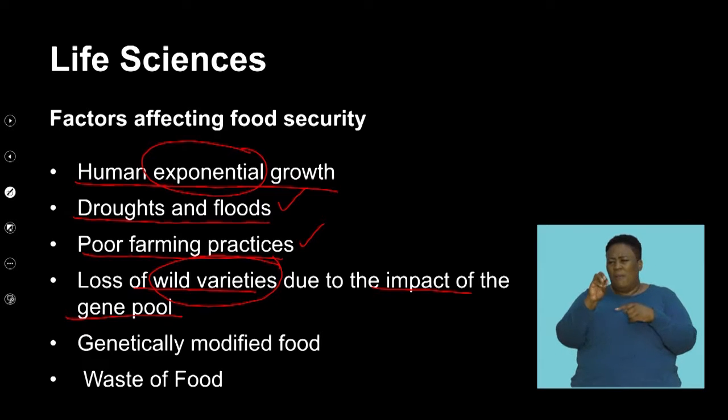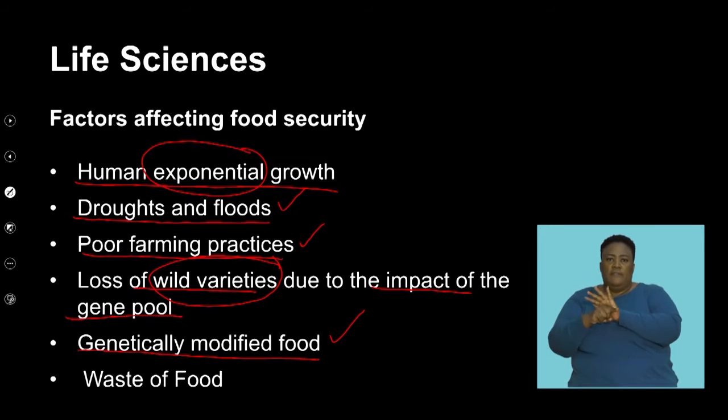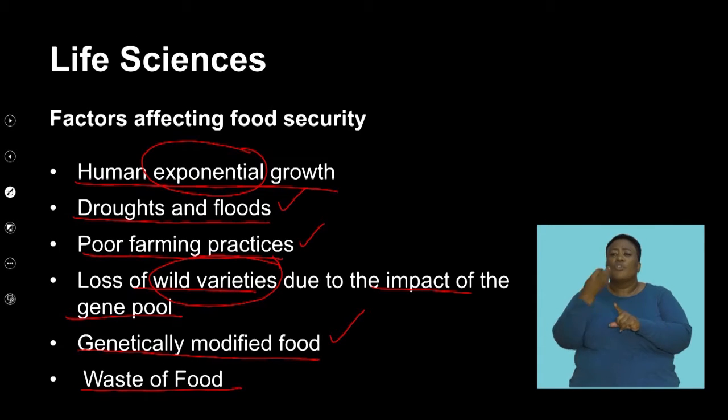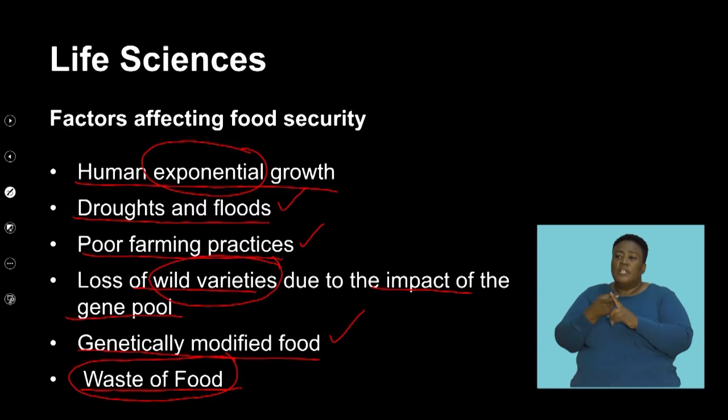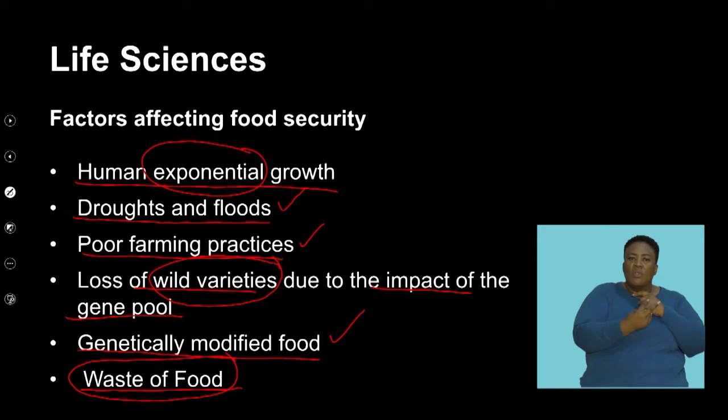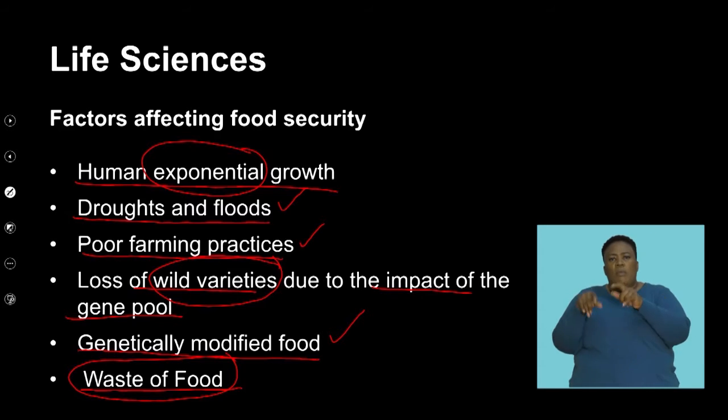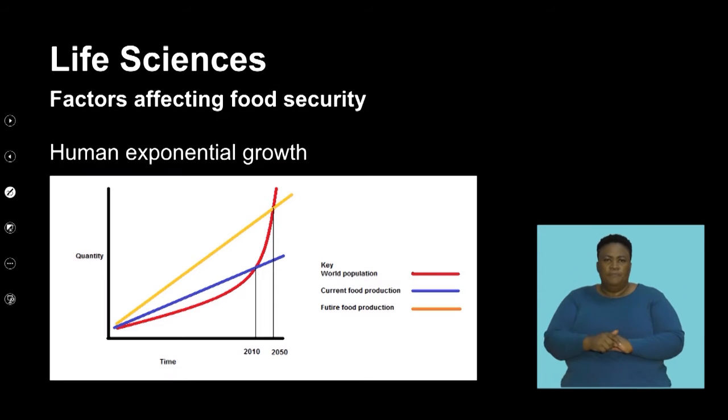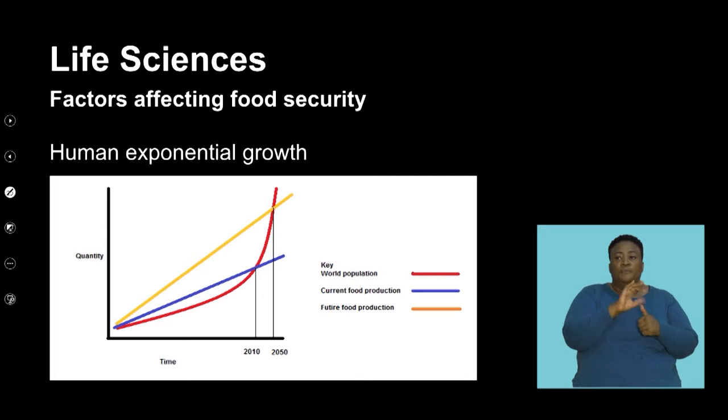We also need to look at how genetically modified food could impact positively as well as negatively on food security. And a factor that also influences food security is the wastage of food. And this wastage of food comes both from a consumer perspective as well as from a production perspective. Cool. So as I said, the first factor that we need to unpack is human population growth.